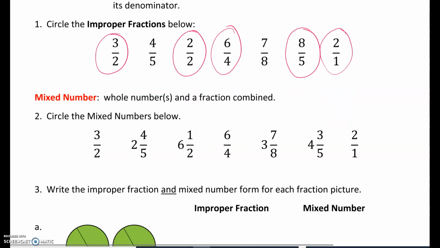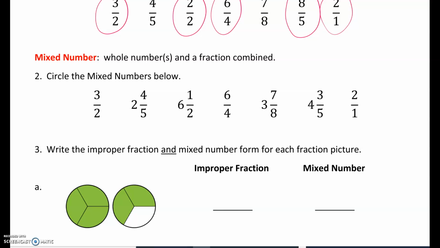Let's look at mixed numbers. These are whole numbers and a fraction combined, okay? So it asks us to circle our mixed numbers below. Well, 3/2 does not have a whole number along with it. So this is not a mixed number. Now 2 4/5. 2 is my whole number and 4/5 is my fraction. This is a whole number and a fraction combined. So yes, this is a mixed number.